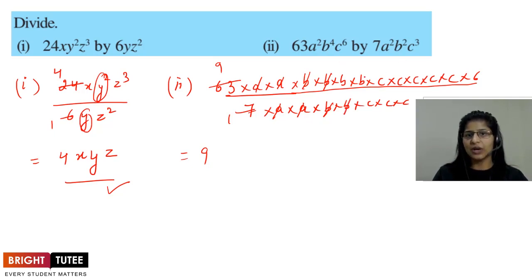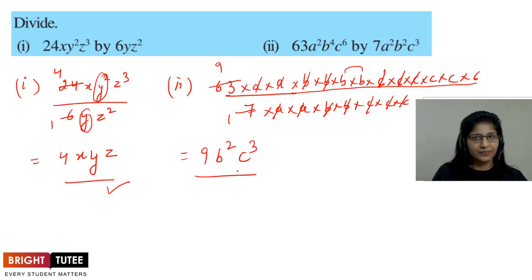So we are just left with 1 and 2. 2 B's, that means B square. And 1, 2, 3. 3C will get cancelled. So we are just left with 3C, C cube. So this is the answer. Clear? No confusions in this?